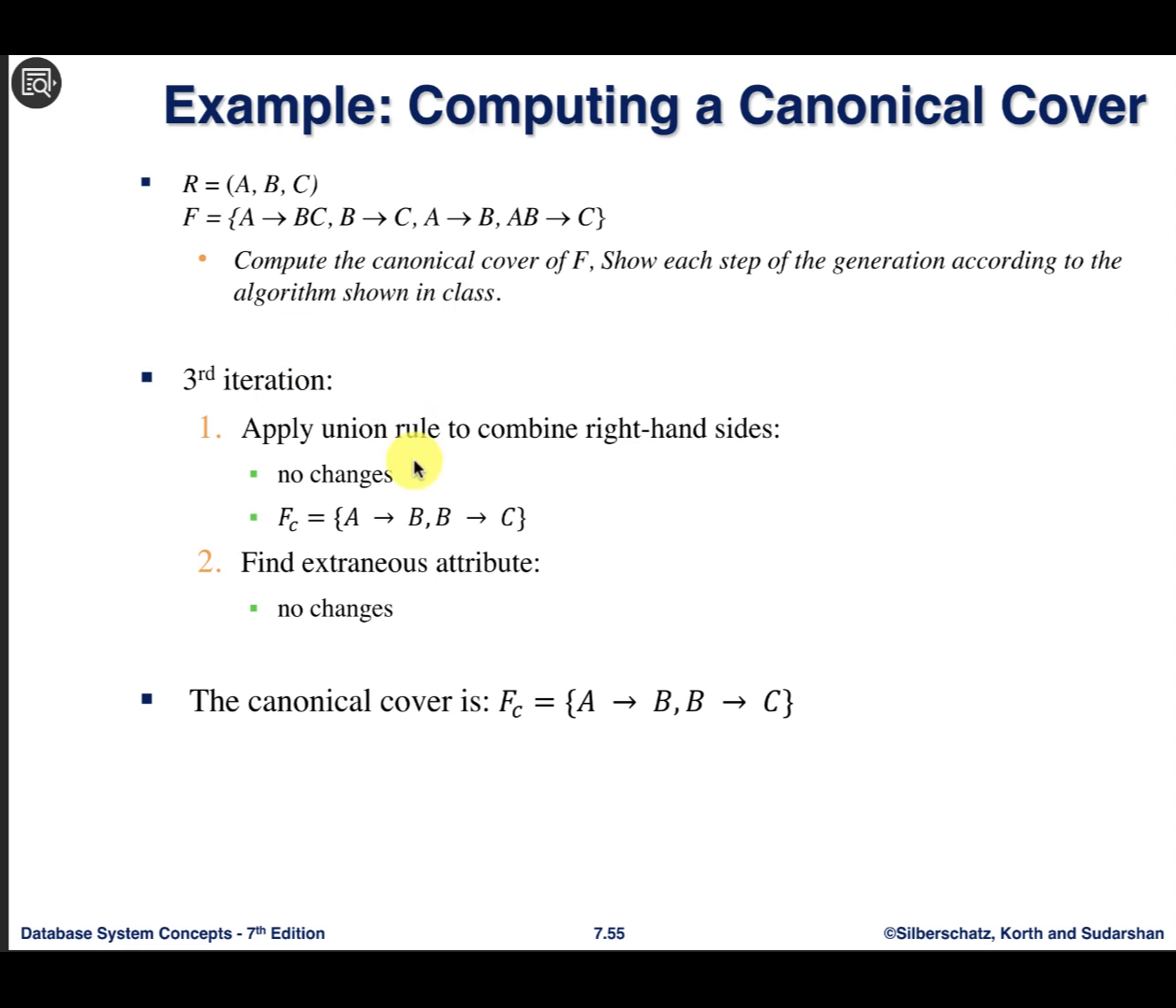Okay, then again, since we have a modification, check whether they have a union rule, start, find the extraneous attribute, now change the canonical cover. You start from here, and we end up with this. Okay, hopefully that makes sense.